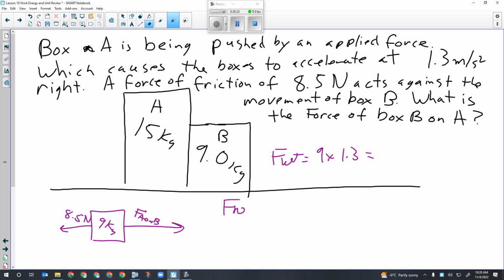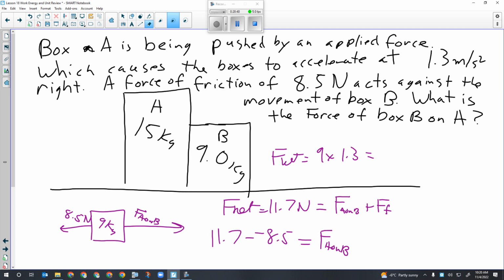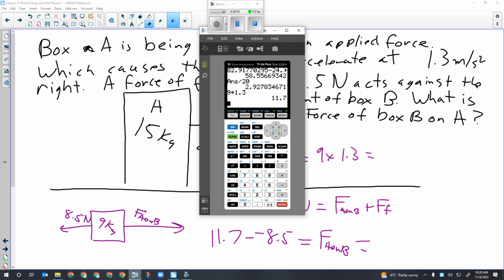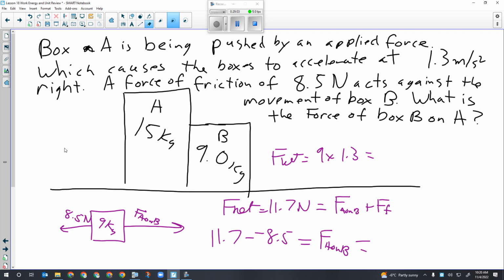All right, so F net equals 11.7 newtons, which equals the force of A on B plus the force of friction. So I want to find the force of A on B, so I'm going to subtract the force of friction. So I'll have 11.7, which is forward, minus negative 8.5, because friction is resisting, will equal the force of A on B. Okay, so I'll have 11.7 plus 8.5. Okay, so the force A exerts on B is 20.2 newtons forwards.